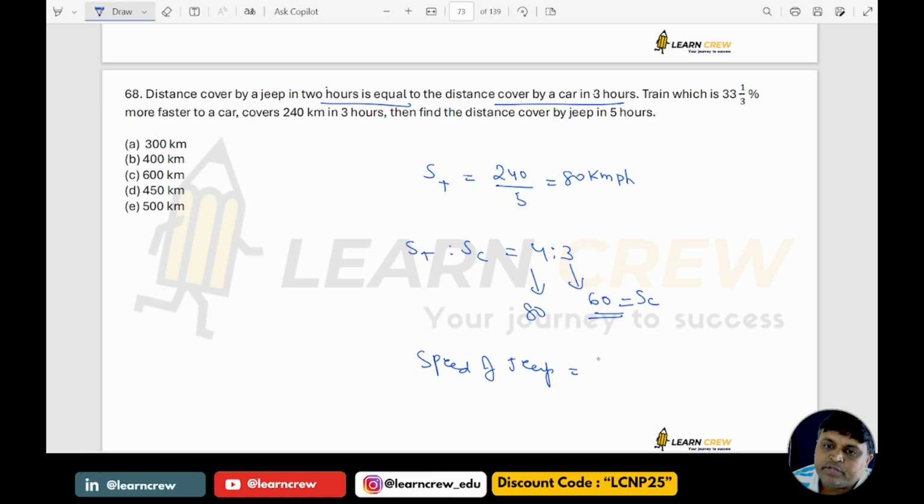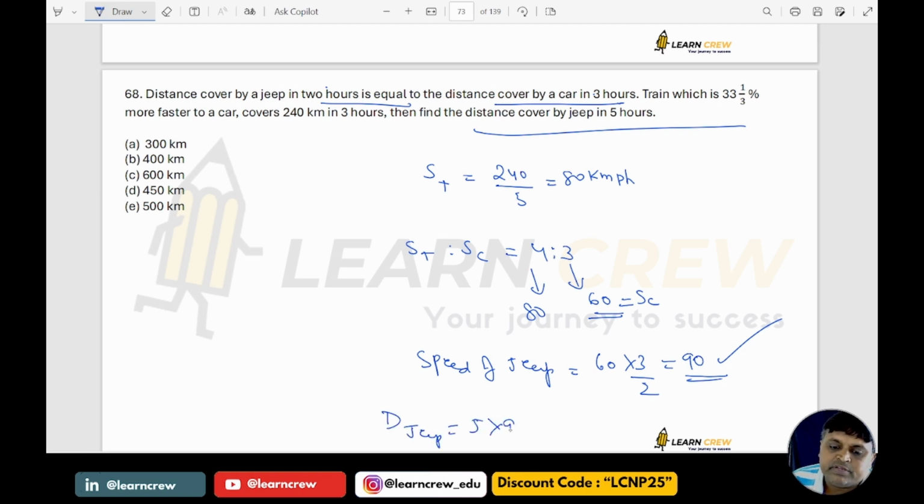Thereby the speed should be in the ratio 3:2. Thereby what am I going to get? 60 into 3 by 2, which is 90. So now the speed of the jeep is 90 kilometers per hour. Find the distance covered by the jeep in 5 hours, which is 5 into 90, which is 450. So the answer is 450 kilometers.